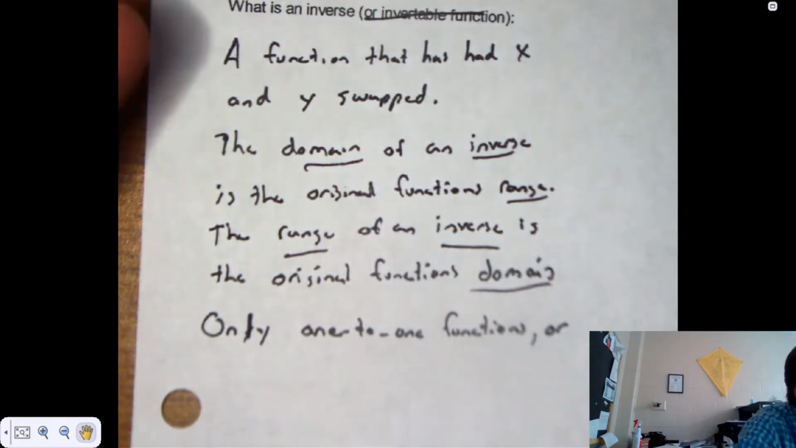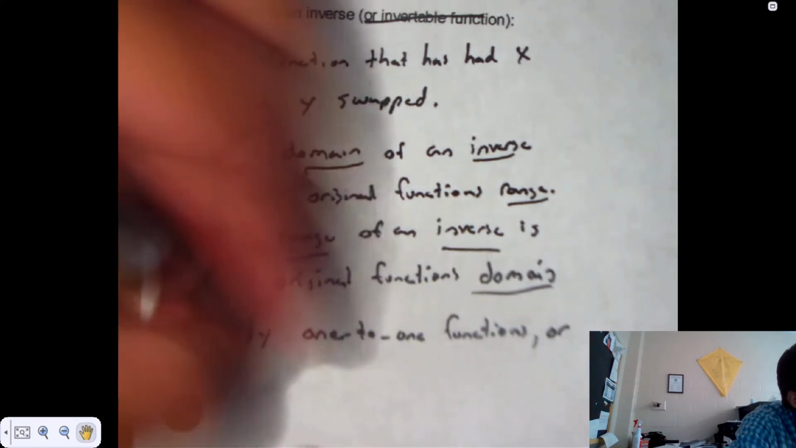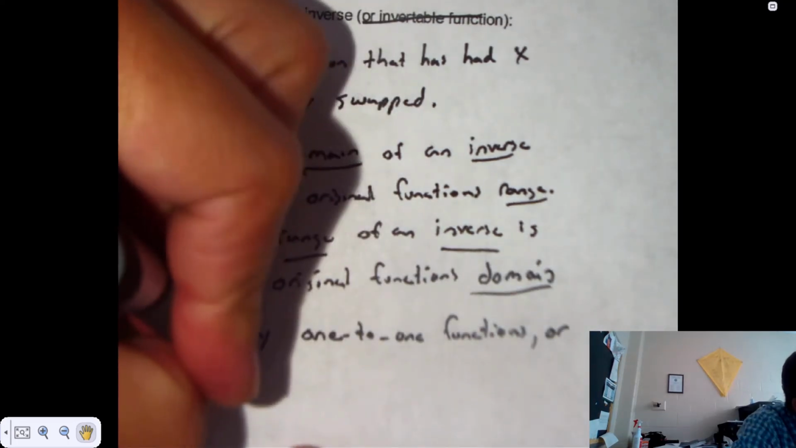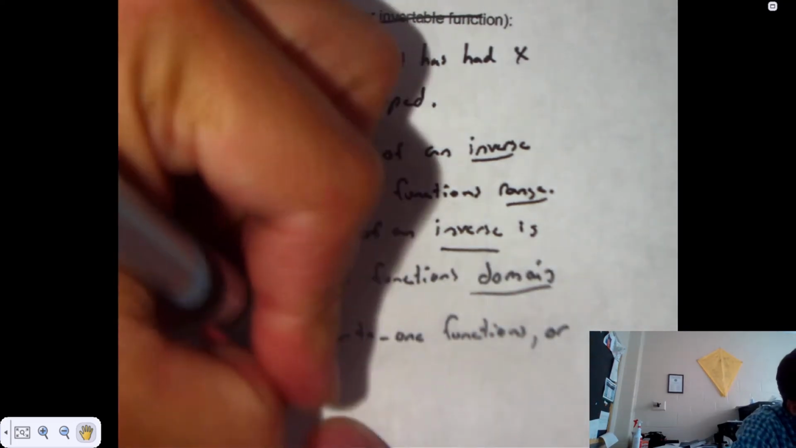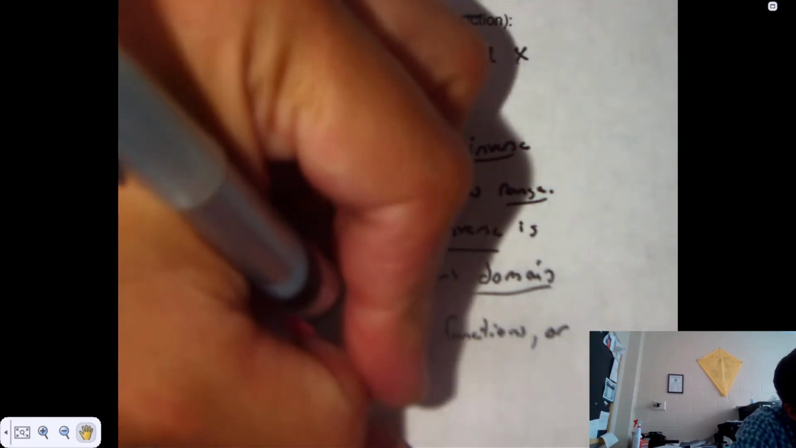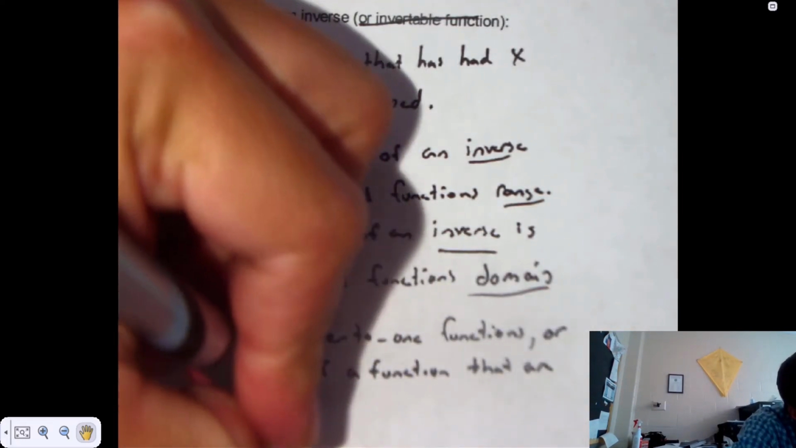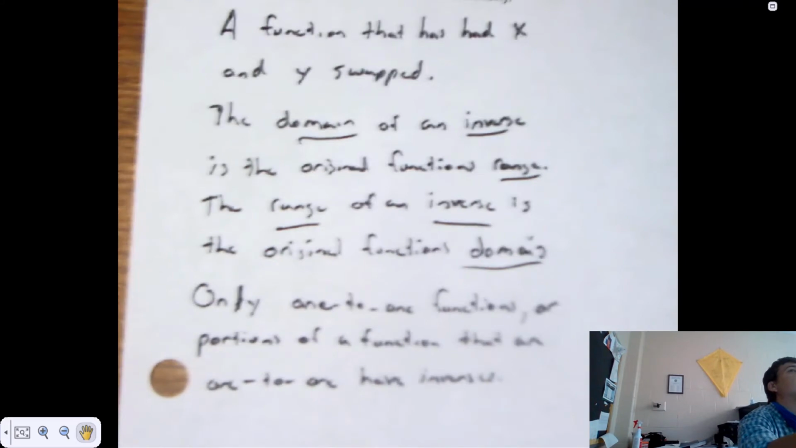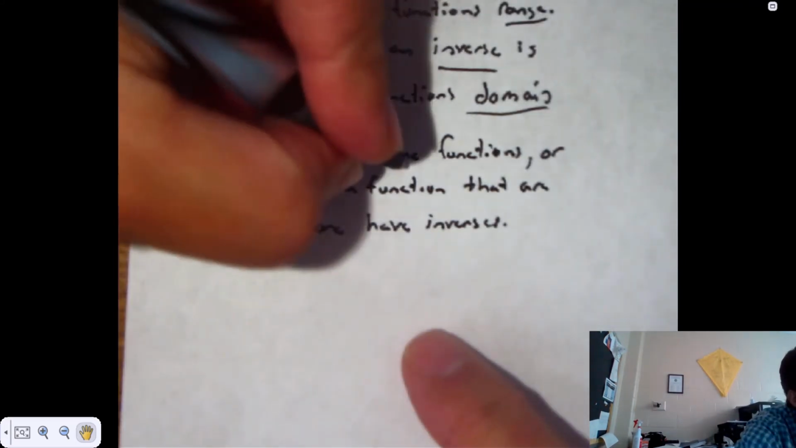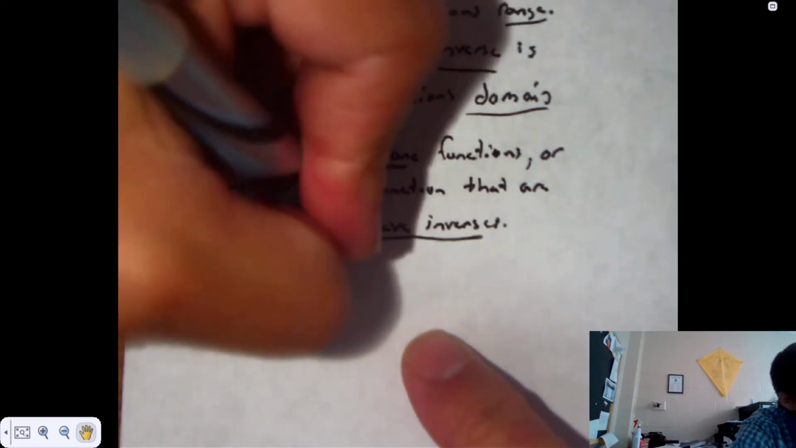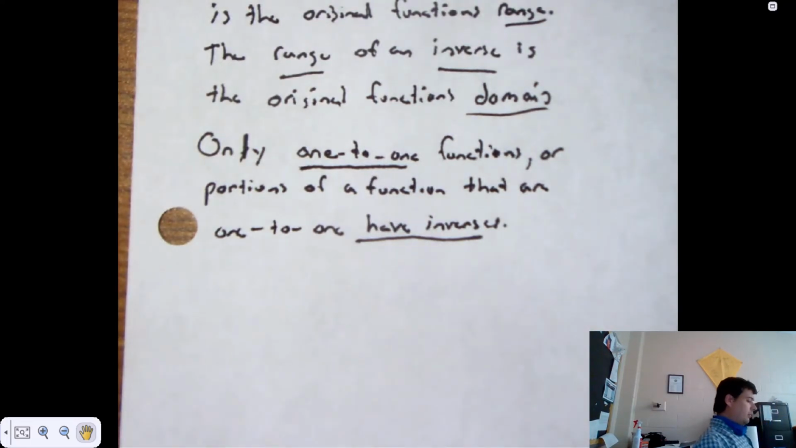Only 1-to-1 functions, or portions of a function that are 1-to-1, have inverses. Not all functions are 1-to-1, and you probably don't even know what 1-to-1 means.